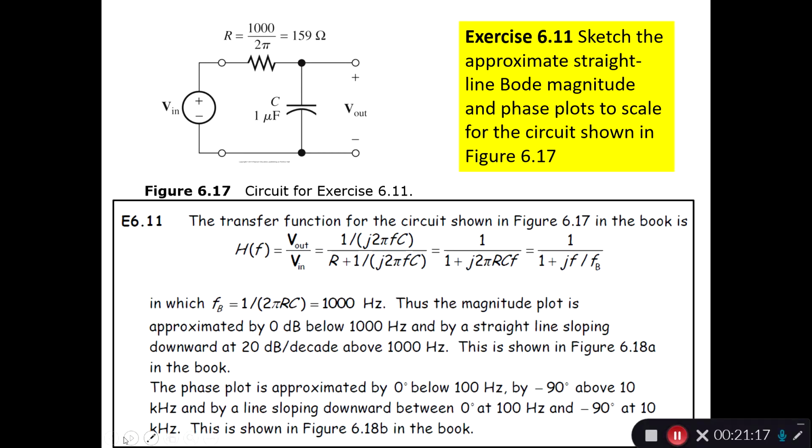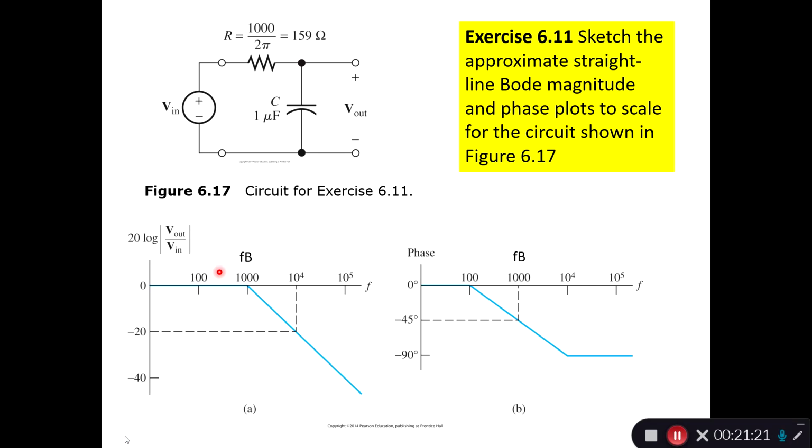So let's see the next slide. Here we have the graph, the sketch of it. This is the breakpoint frequency at 1000 Hertz. Below it, we have 0 dB, and at 10 times the break frequency, we have minus 20 dB. 100 times the break frequency, we have minus 40 dB.